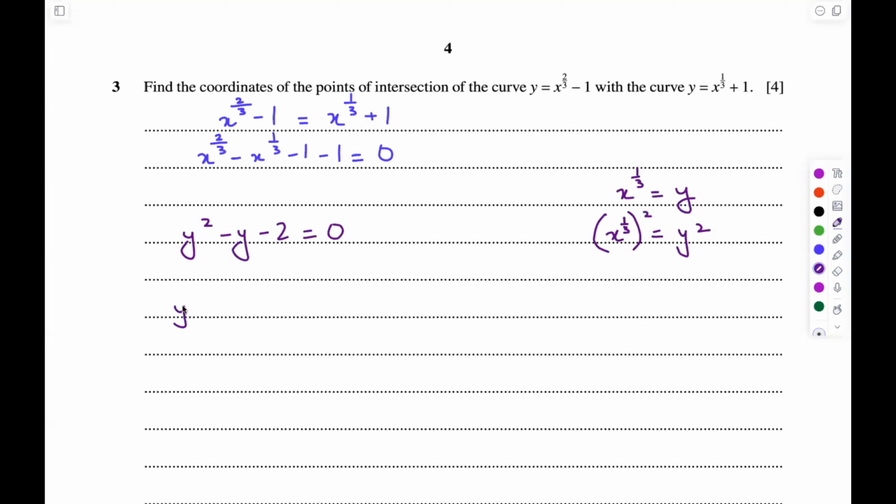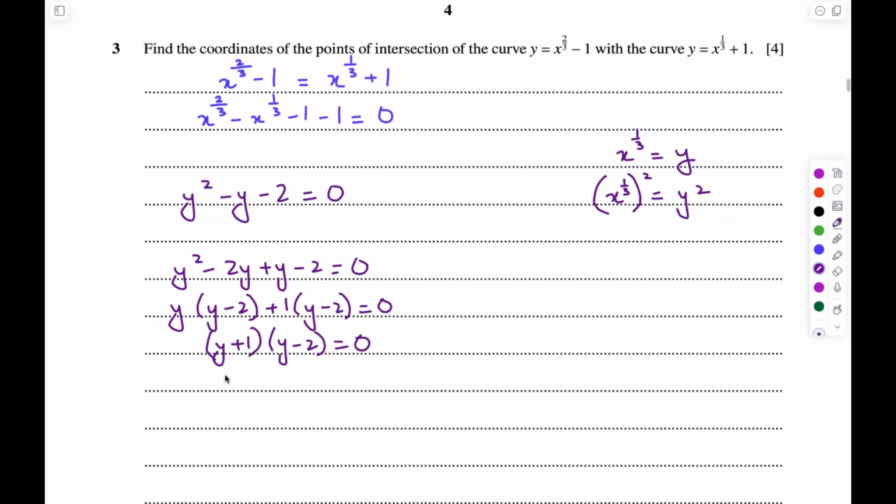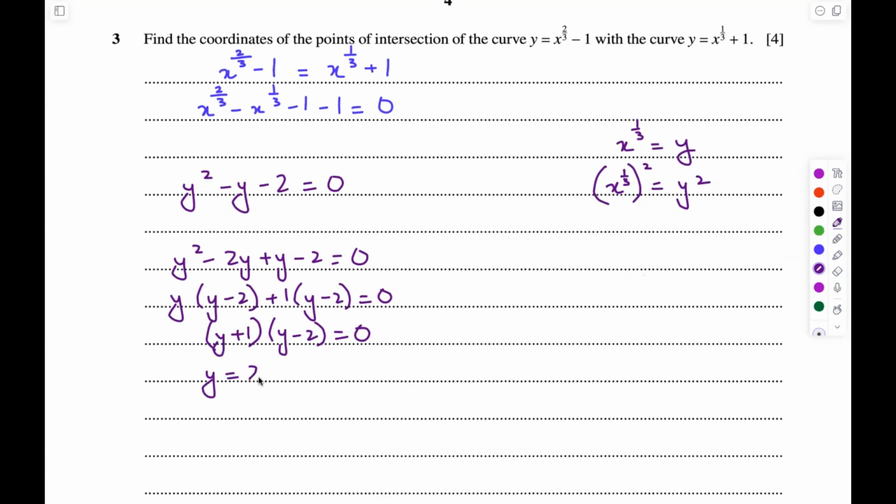Factorizing this, we'll get y squared minus 2y plus y minus 2 equals 0. Taking y common, we'll get y minus 2, and taking 1 common, this will become y minus 2 equals 0. So this will become y plus 1 and y minus 2 equals 0. So the values of y will be y equals 2 and y equals minus 1.